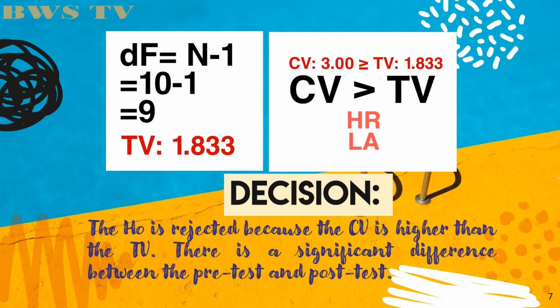Now we can proceed to the next step, which is to find the degrees of freedom. N minus 1. N is 10, then minus 1 equals 9. Then find the 9th row, which is equal to 1.833. And now we have the values of the computed value and the tabular value, so we can compare which is greater or lesser. And we can see that the computed value is greater than the tabular value. Therefore, we conclude that the null hypothesis is rejected because the computed value is higher than the tabular value. There is a significant difference between the pre-test and the post-test.